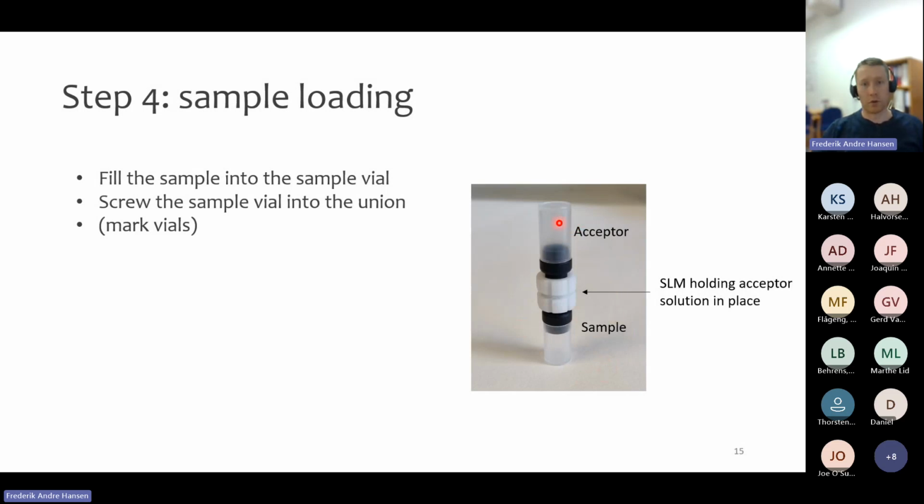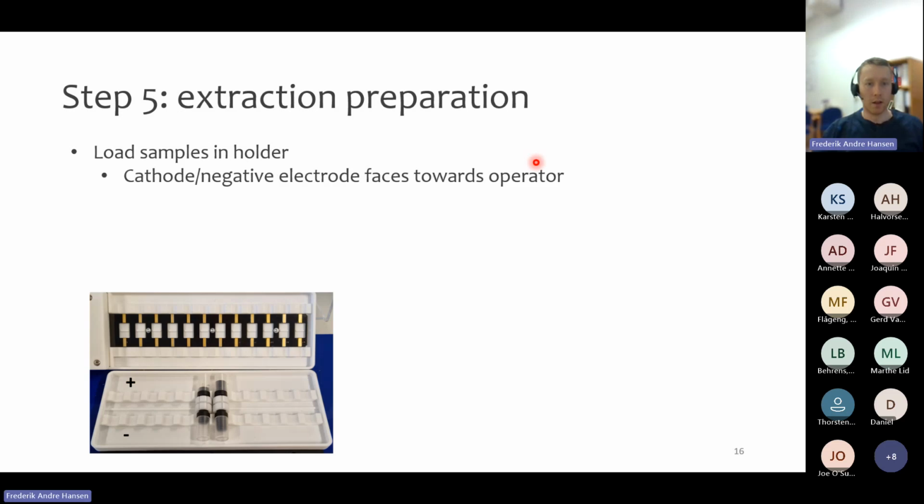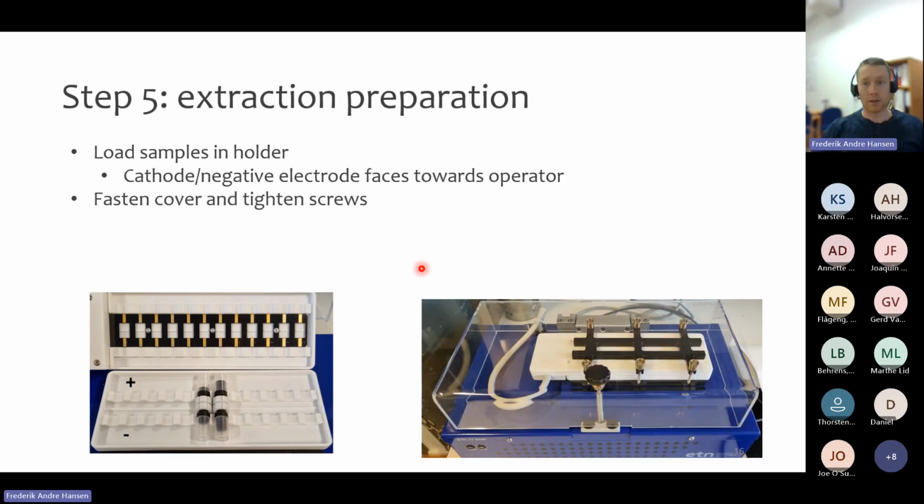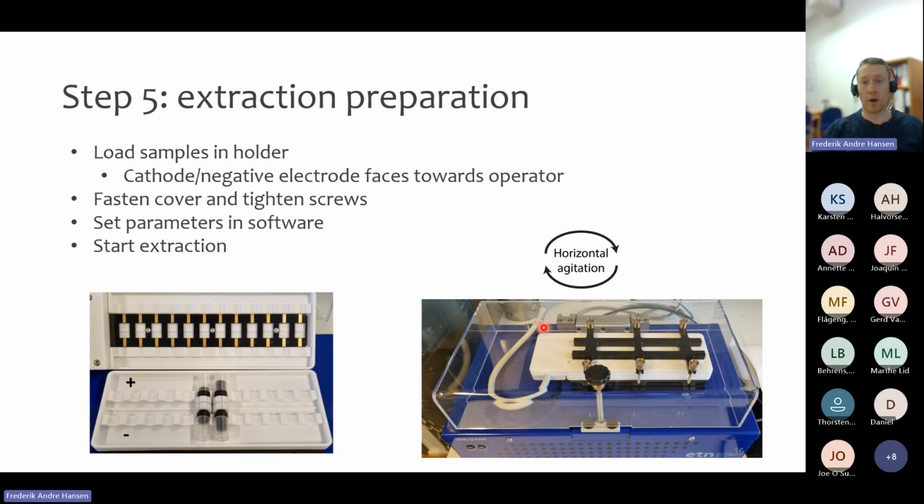You of course have the option of writing the sample name on the plastic bottom part here, or you can attach a sticker or whatever you use to identify your samples. You place the samples into the holder as shown before. The negative electrode, which is called the cathode, is facing towards the operator. So that means that if you want to extract a positive ion, then this should be your acceptor. You close the lid and tighten the screws as is seen here, and then you set the extraction parameters in the software and start the extraction. During this time, the white holder here is shaken to stimulate the extraction.